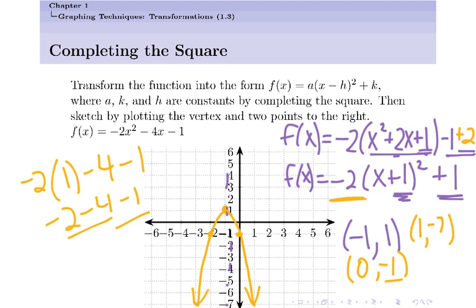So you plot your turning point or your vertex using h comma k. Find a point to the right, reflect it over. Find a point to the right again, 1 comma -7, and reflect that over the axis of symmetry.